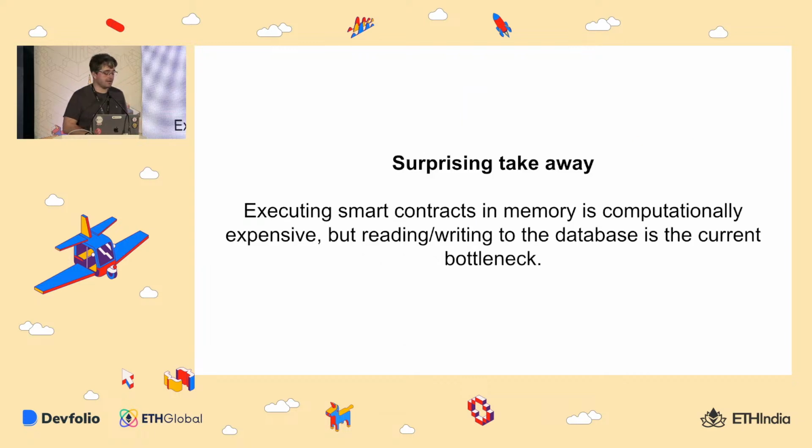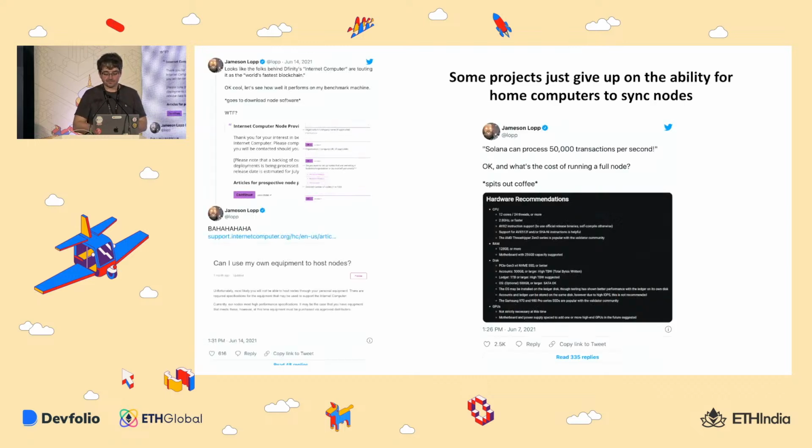So the surprising takeaway here is that executing smart contracts in memory is expensive, but I/O is actually the real bottleneck. And for other blockchains, this is again just from his tweets, in ETHIndia they just gave up on the issue. You had to buy your hardware from an approved supplier to run a node.